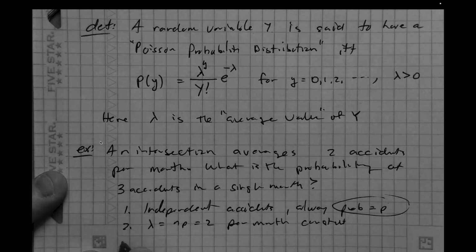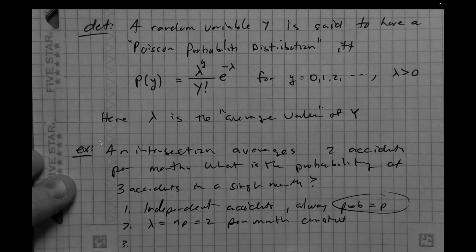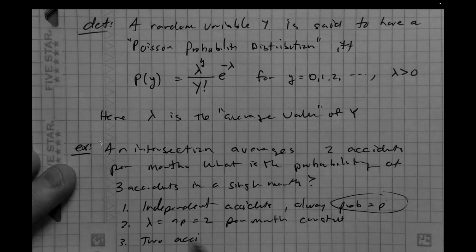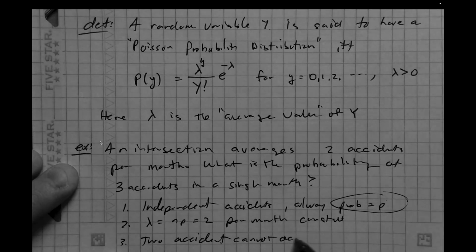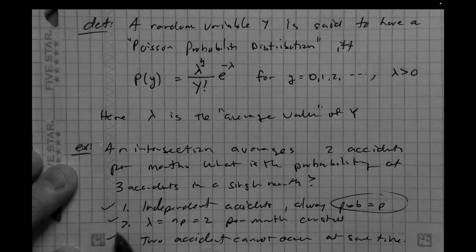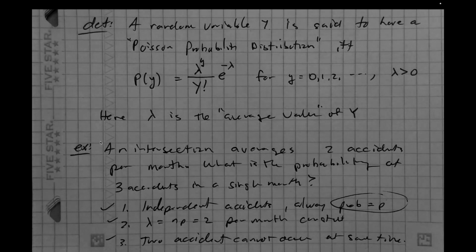And then, of course, we assume that two accidents cannot occur at the exact same time, right? So that's fine. In theory, if the size of the interval is 0, then you obviously can't have two accidents at the same time. And so these are really the three things you have to check in order for this to be a Poisson random variable. And so let's take a look at what we think that probability is.